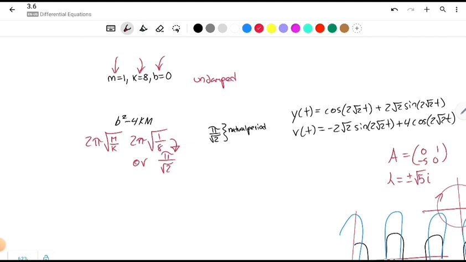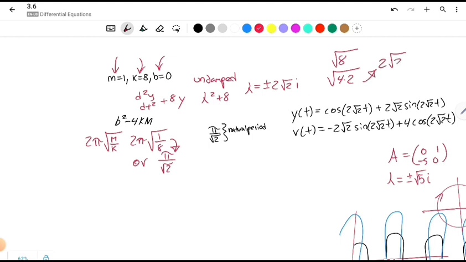So we can write this as d squared y over dt squared plus b dy/dt plus ky. Well, there's no b, so right now we just have d squared y over dt squared plus 8y. Lambda squared plus 8, so lambda is equal to plus or minus 2 square root 2 i. Square root of 8 is square root of 4 times 2, which simplifies to 2 square root 2.